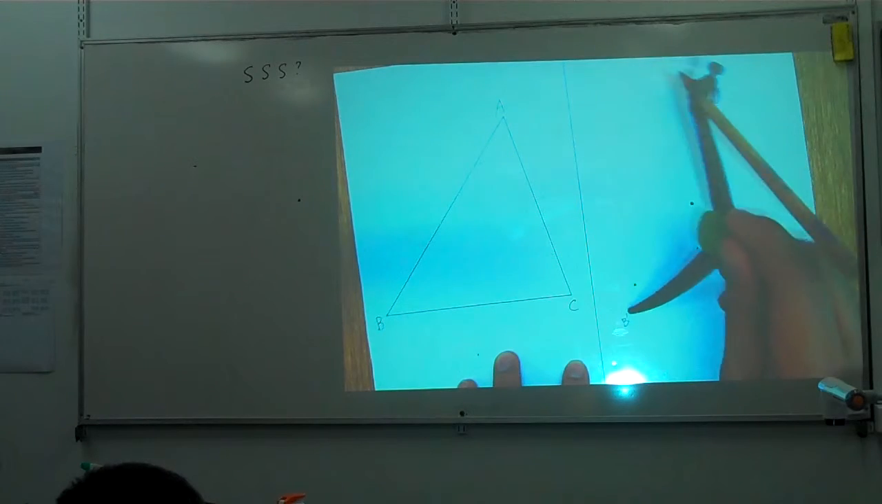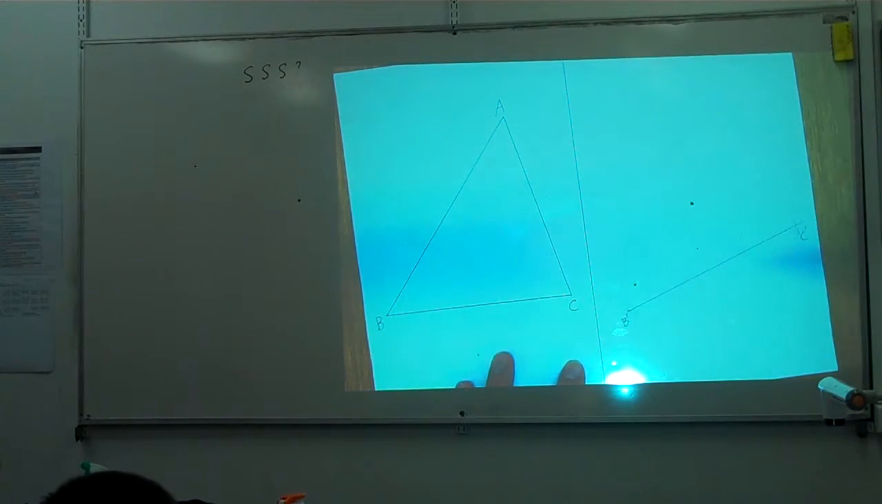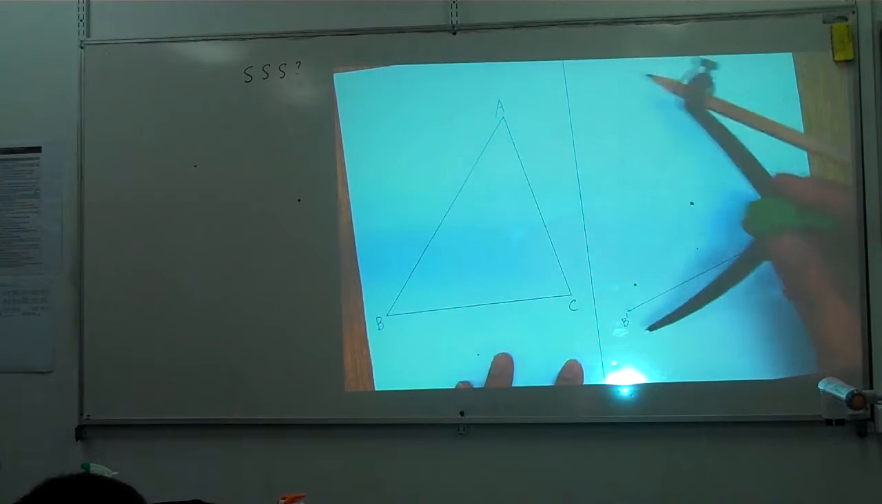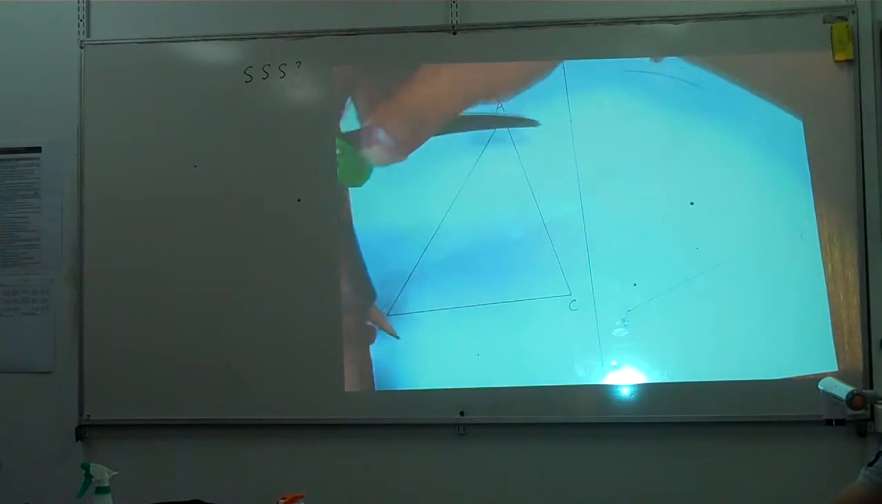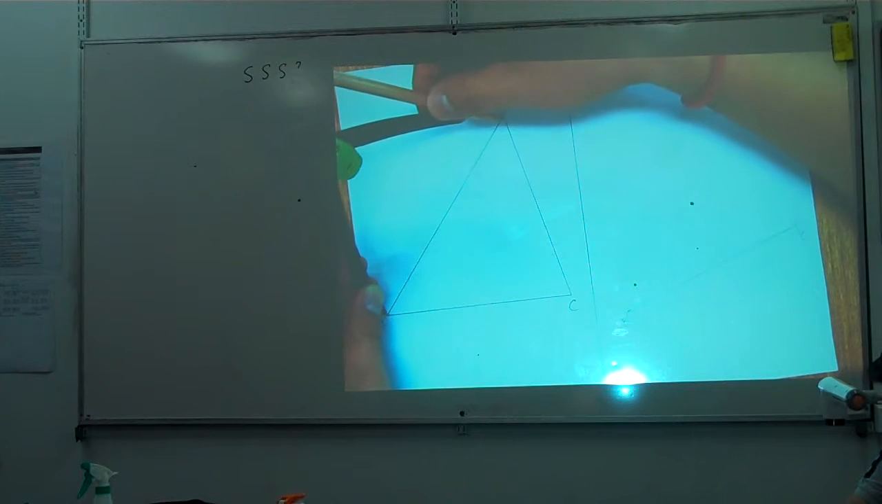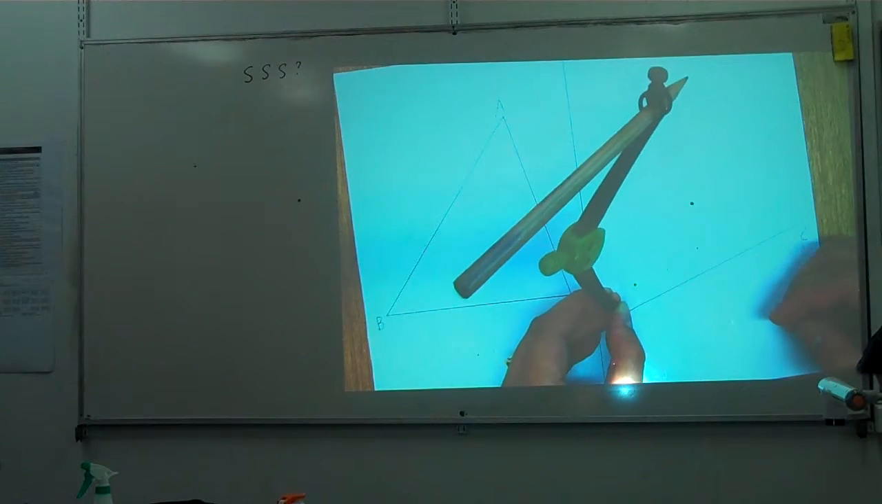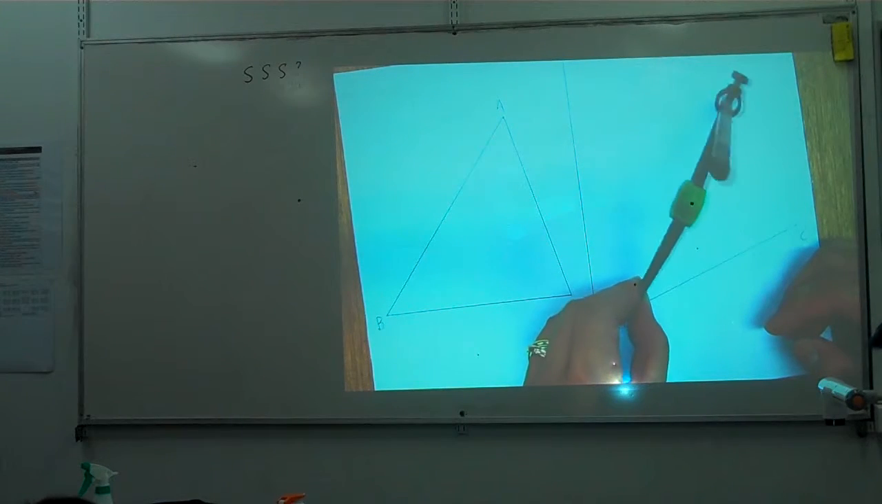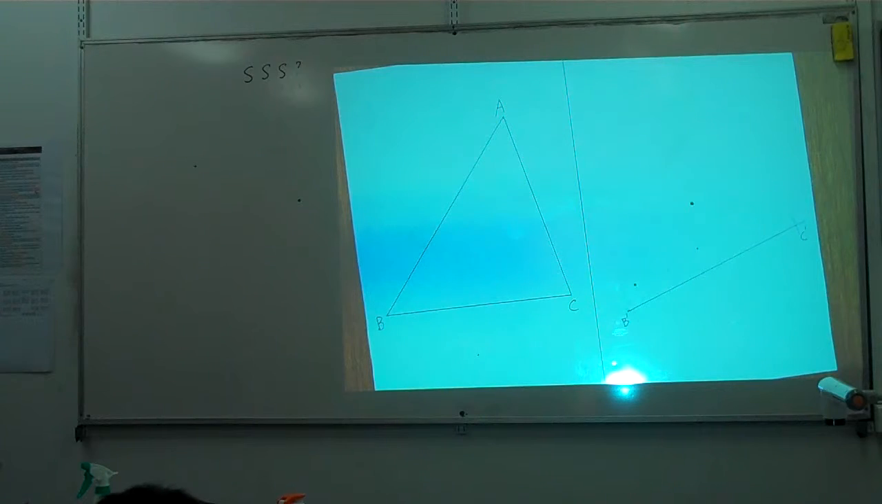You need to draw a longer arc because you don't know where the A is. So you have to draw the longer one. Later you will understand why we draw the longer one. Alright? Okay, I'll show everyone again. So you measure AB, and I transfer from B, and then you draw a little bit longer arc here.